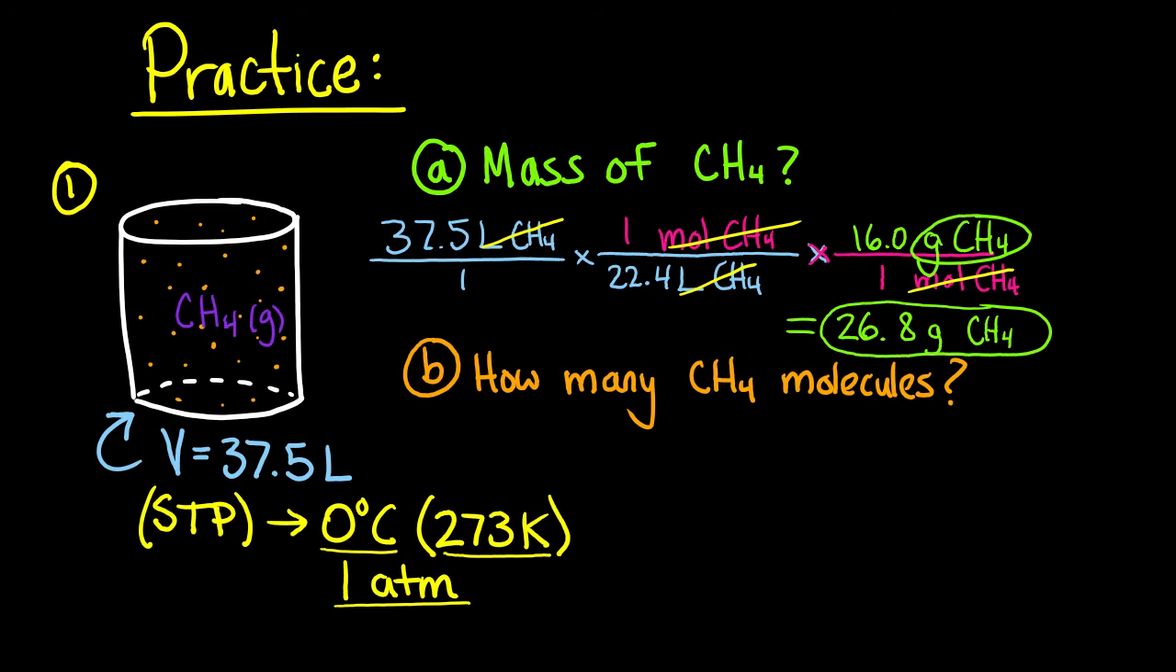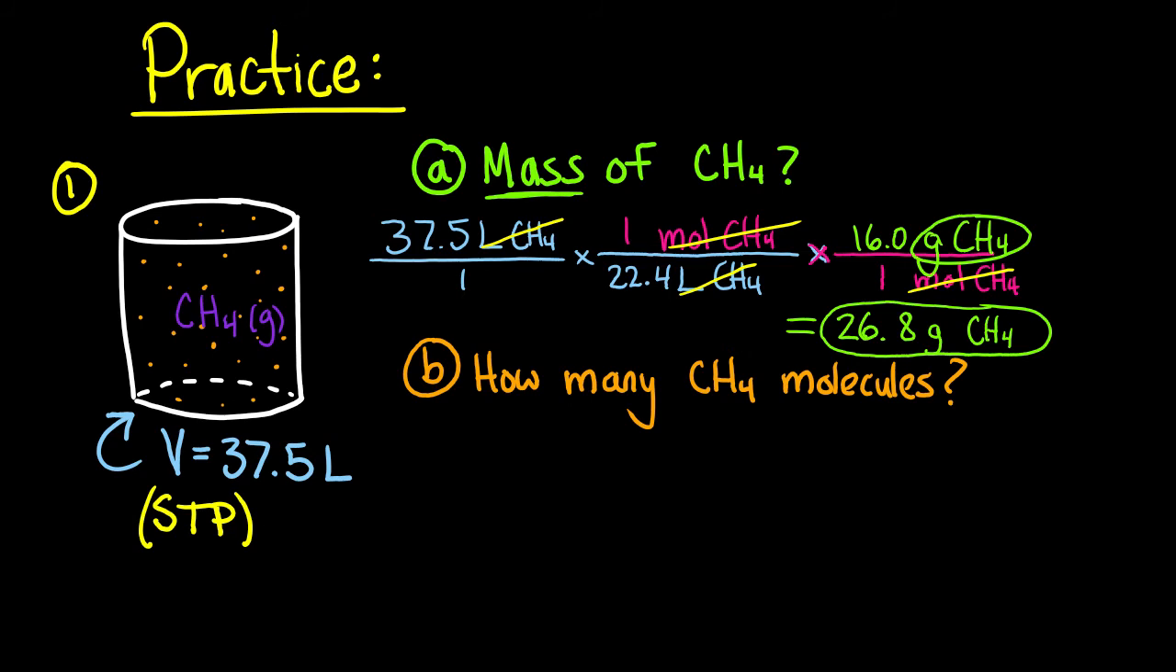26.8 grams of methane makes sense because 37.5 liters is about a mole and a half as far as the molar ratio for molar volume, and 16 and 26.8 are related in the same way. So your answer would be 26.8 grams of methane, not grams per mole, not moles, not liters. If you look at the units that did not get canceled out, you got grams, which is a measure of mass.